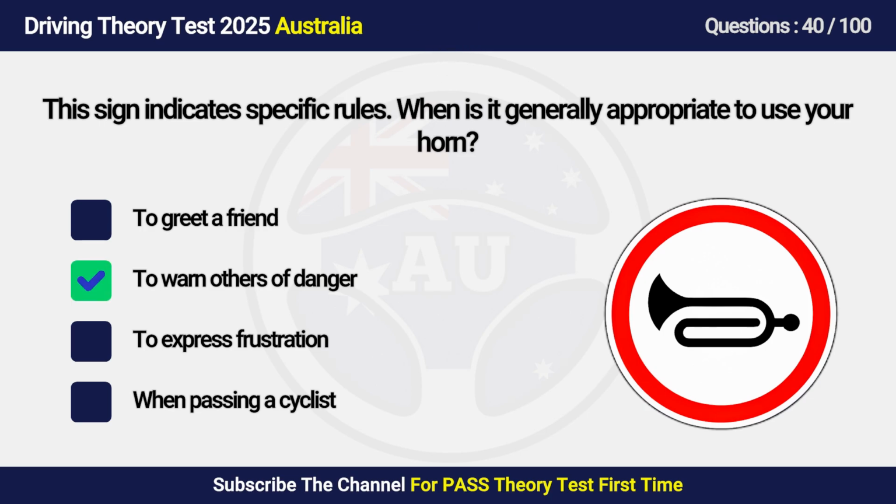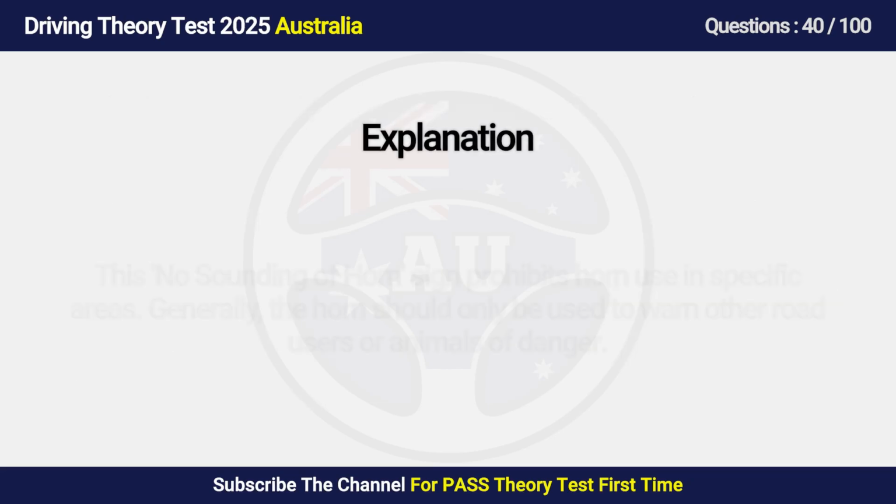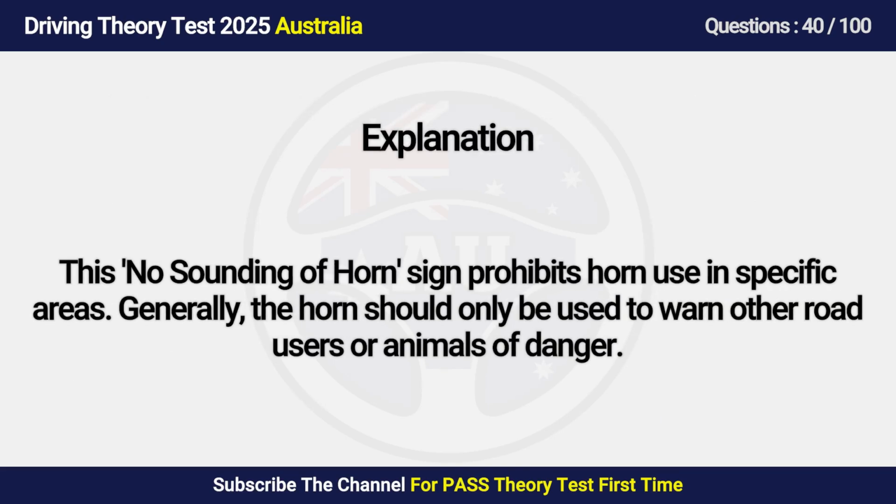Answer is B. To warn others of danger. This no sounding of horn sign prohibits horn use in specific areas. Generally, the horn should only be used to warn other road users or animals of danger.